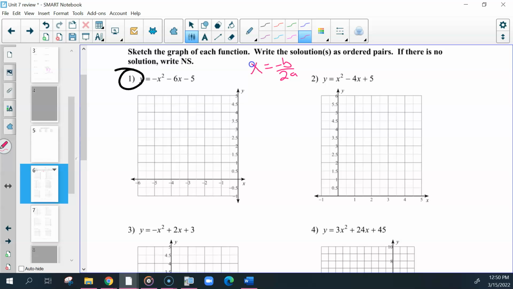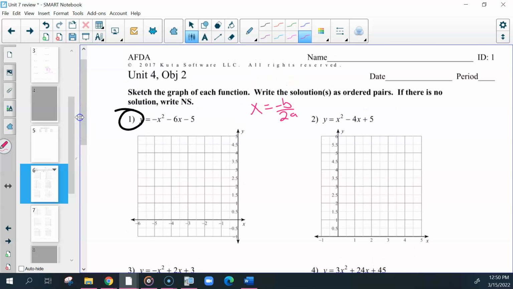Does it touch the x-axis twice, once, or zero? Our formula is going to be for quadratic formulas only. Twice, once, and I'm just saying 0. For number 1 on the second objective, this is a mixture of the second and the third objective, so we're going to do both.